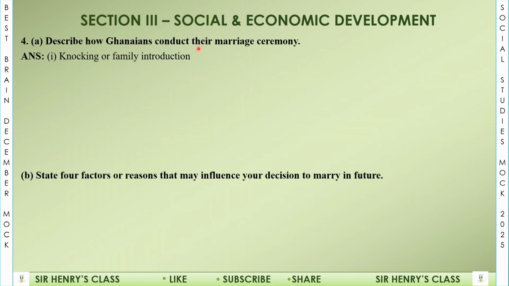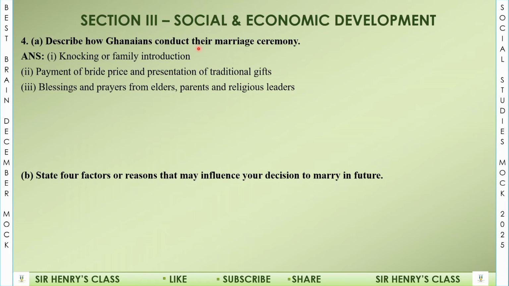Okay, so maybe the family of the husband or the male goes to the family of the female to perform the rite called the knocking rite. Then you tell us what goes into it, because this question carries a lot of marks. Then the second one says payment of bride price and presentation of traditional gifts. Tell us what goes into it. Who even takes the price? Okay. Then the third one says blessings and prayers from elders, parents, and religious leaders.